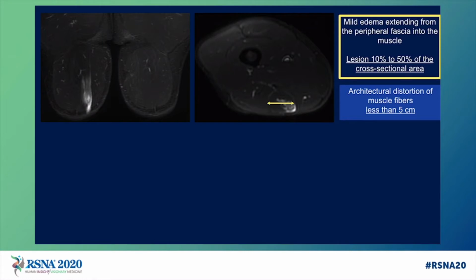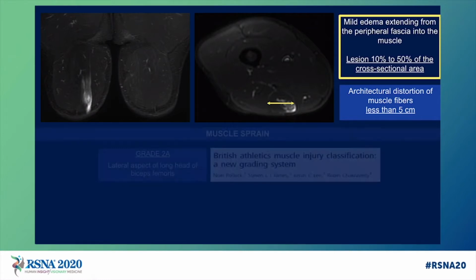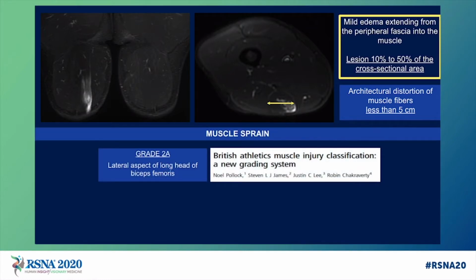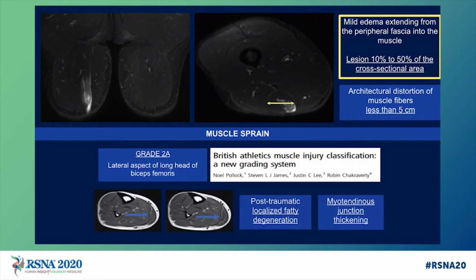And we could note here that we have a lesion of less than 50% of the cross-sectional area, with architectural distortion of less than 5 centimeters of muscle fibers, suggesting a muscle sprain grade 2A according to the new Pollock grading system for muscle sprain. We can also note that we have some fatty degeneration sometimes associated with muscle sprain. However, a post-traumatic fat degeneration is a localized fat degeneration, usually associated with myotendinous junction thickening.